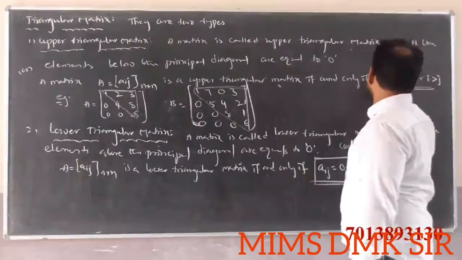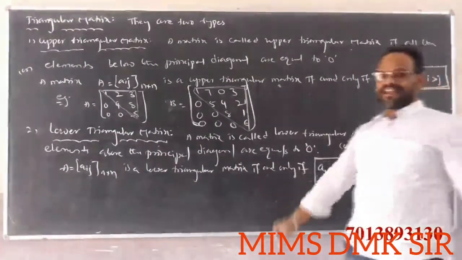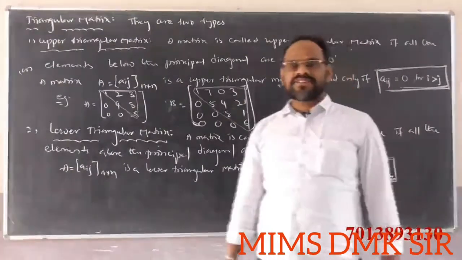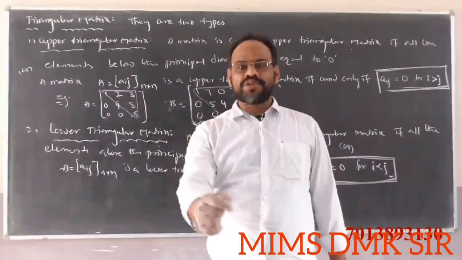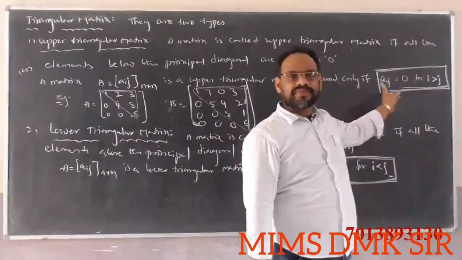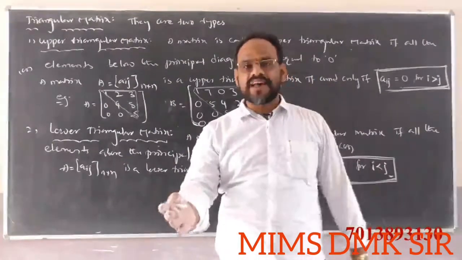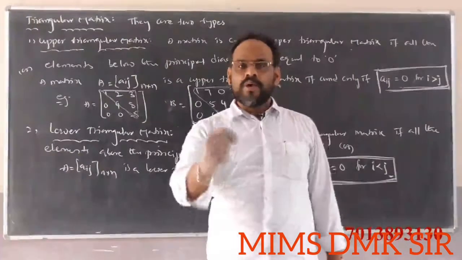Aij is equal to 0 for i greater than j, then the matrix is called upper triangular matrix. Aij is equal to 0 for i greater than j, then the matrix is called what? Upper triangular matrix. If Aij is equal to 0 for i less than j, then the matrix is called what? Lower triangular matrix.